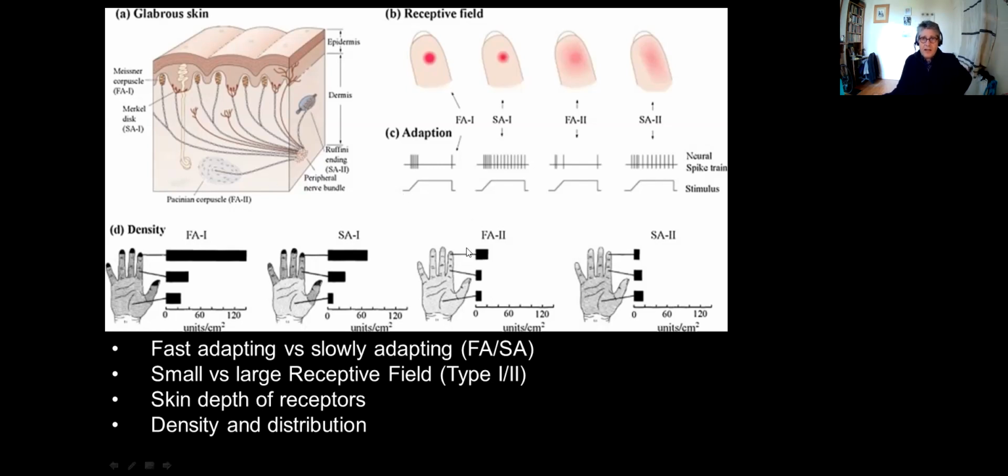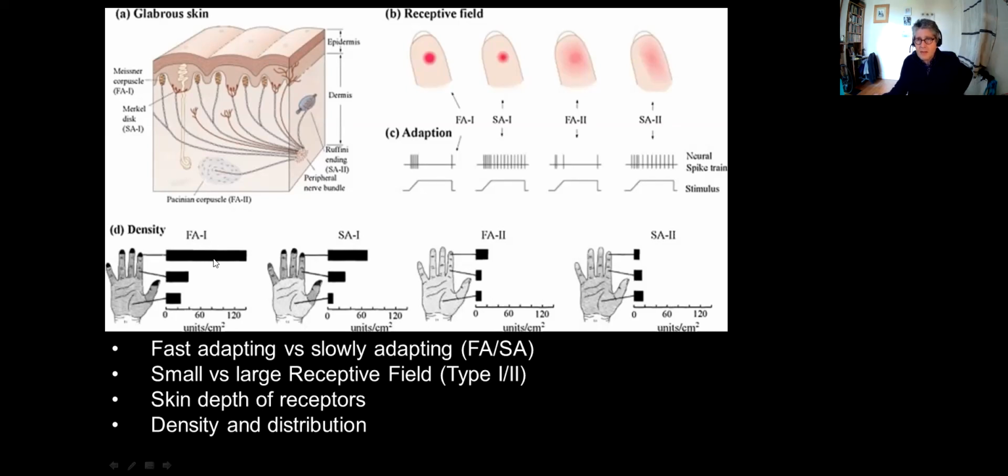We've already seen that there's a skin depth effect because the type 1 receptors are superficial and the type 2 receptors are deep. And there's also a really very marked variation in how many of these receptors there are per area of skin. So if you look at the hand, for example, the FA1, which corresponds to the Meissner, is very present. There are many of them, 120 per centimeter squared on the fingertip and rather few on the palm. The SA1 also has many on the fingertip, but not many on the palm. But the type 2 receptors are actually pretty equally distributed over most of the hand and in fact over most of the body as well.